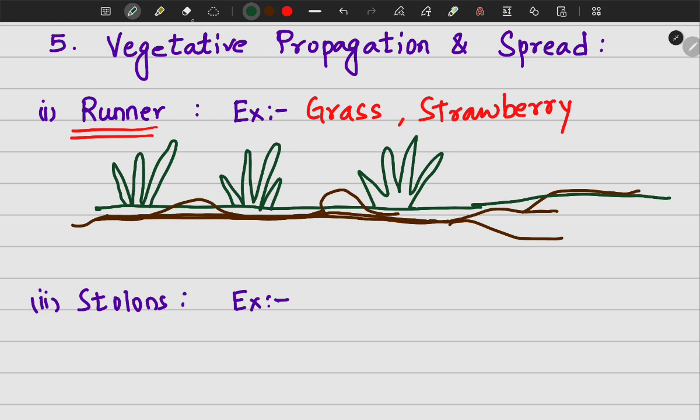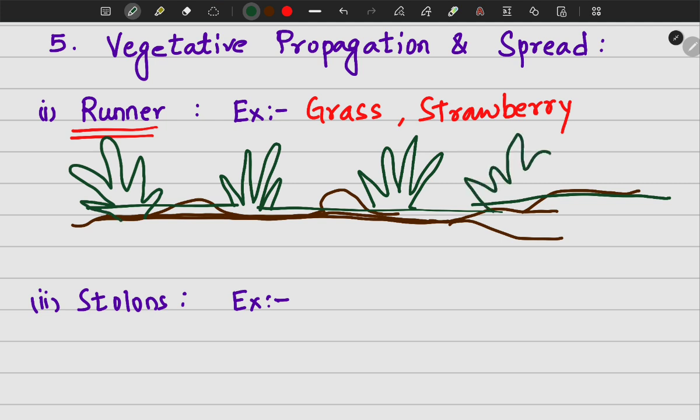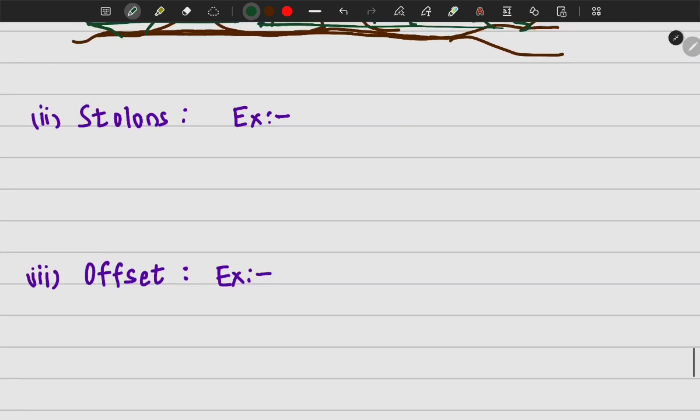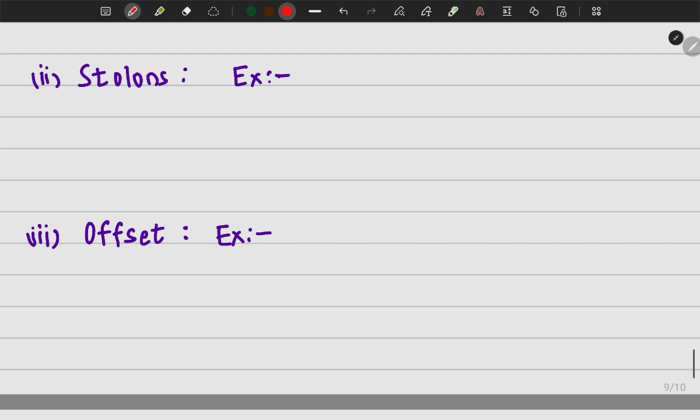So suppose this plant died here, then this underground stem remains, and this underground stem will give rise to a new grass. Examples are grass and strawberry. The next kind is called the stolons. Examples are jasmine and mint. Please remember the examples, they are very important.